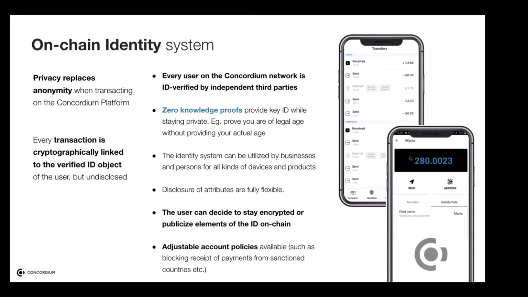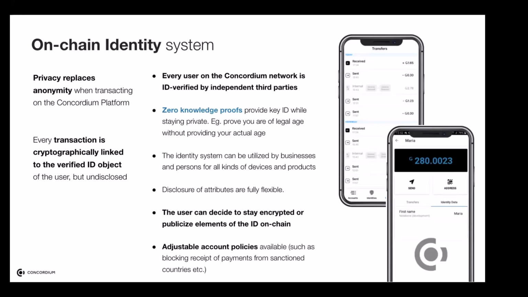A little bit about our on-chain identity system. Every user in the Concordium network is ID verified by independent third parties, and we use zero knowledge proofs for that. The identity system can be utilized by businesses and persons for all kinds of devices and products. And the kind of information you disclose is flexible, so you can just choose to share what you feel comfortable with. Every transaction is cryptographically linked to the verified ID object of the user, but it's undisclosed.